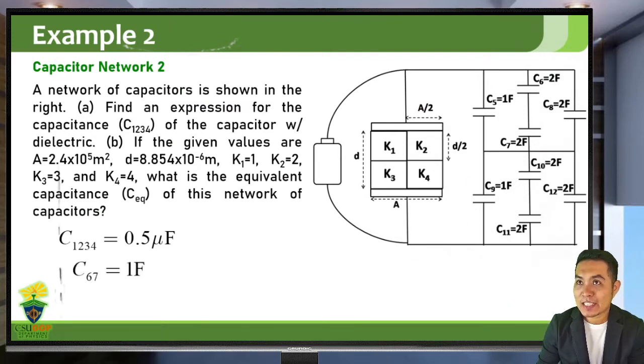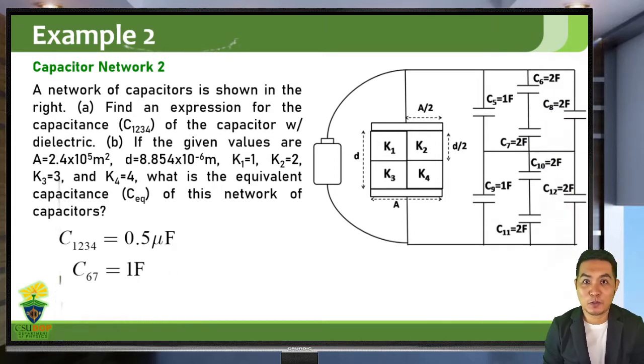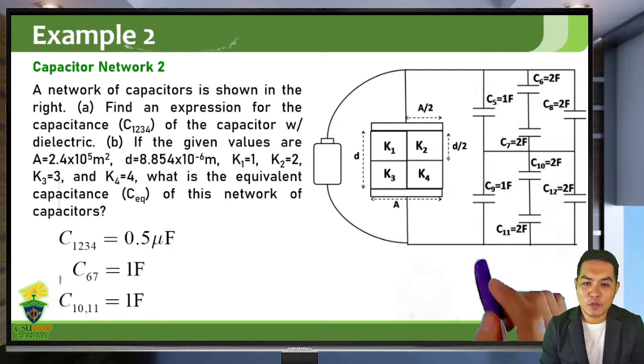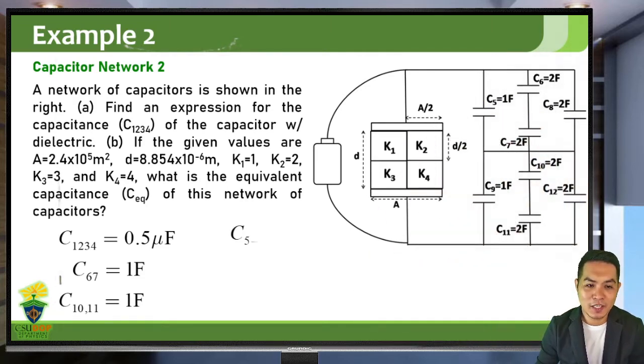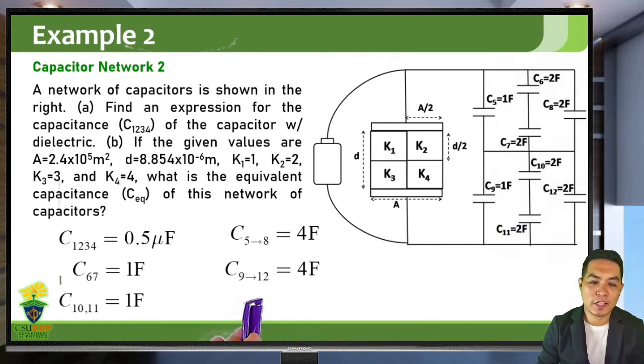So C67, for instance, the combination of C6 and C7, 2 farad and 2 farad in series is 1 farad. So 1 over 2 plus 1 over 2, we get 1. Similarly, for C10 and C11, both are 2 farad, so meaning they're also 1 farad. Their series connection is 1 farad. So you have C5, then C67, and then C8 all in parallel. So just add the 3, and you will get from 5 to 8, 5, 6, 7, 8, you have 4 farad. Similarly, for 9 to 12, you get 1 farad, and this branch here is also 1 farad, and plus 2 farad, you also get 4 farad.